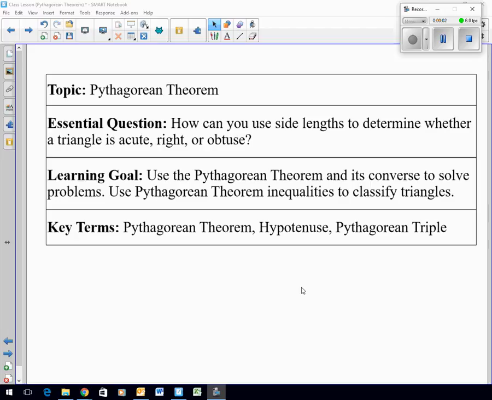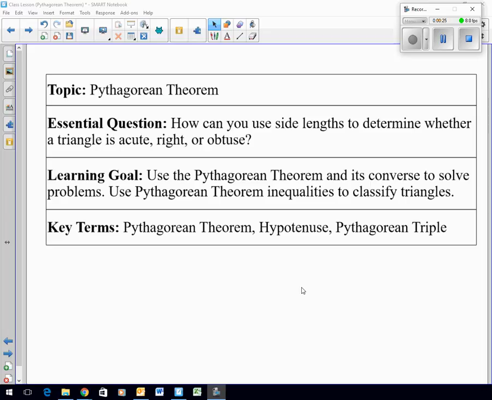Pythagorean theorem is what's on the slate today. How can we use side lengths to determine whether a triangle is acute, right, or obtuse? Use the Pythagorean theorem and its converse to solve problems. Use the Pythagorean theorem inequalities to classify triangles. Did you know you can use the Pythagorean theorem to classify triangles? Nope, not at all. Well, you will today.